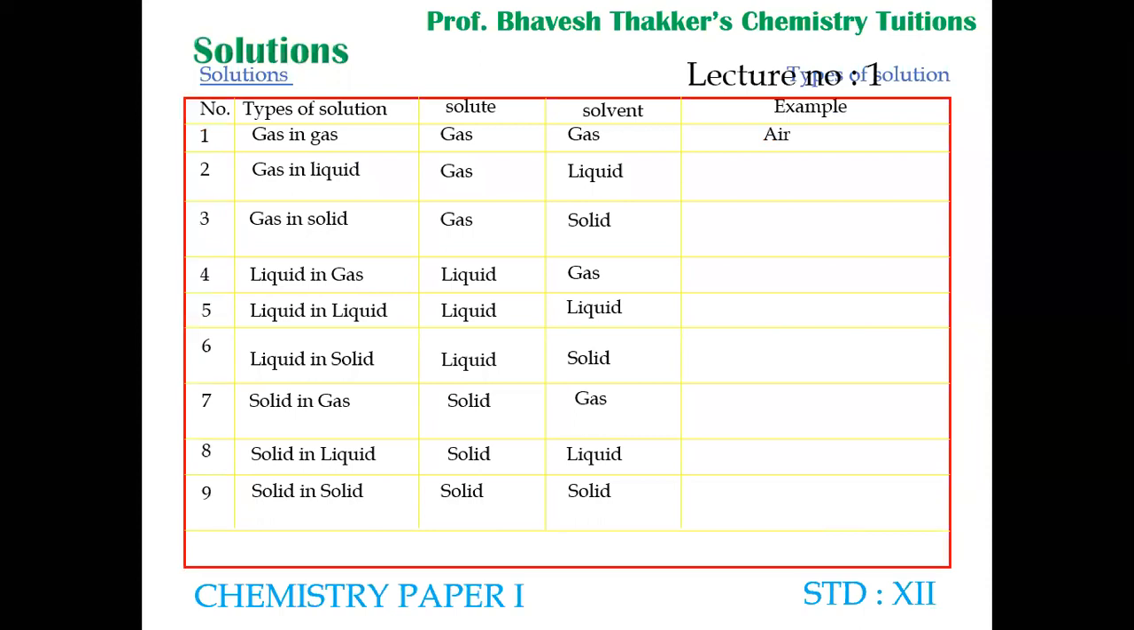For example, air. Now they ask you, in air, the solvent is. So you have to say gas. Solute is, again gas. Like nitrogen is the major component, so nitrogen will be called solvent. Carbon dioxide, oxygen, inert gases, water vapor are the minor components and they will be considered as solute. So gas in gas type of solution, and in MCQ they ask you the solvent is, the solute is, and you should know the example.